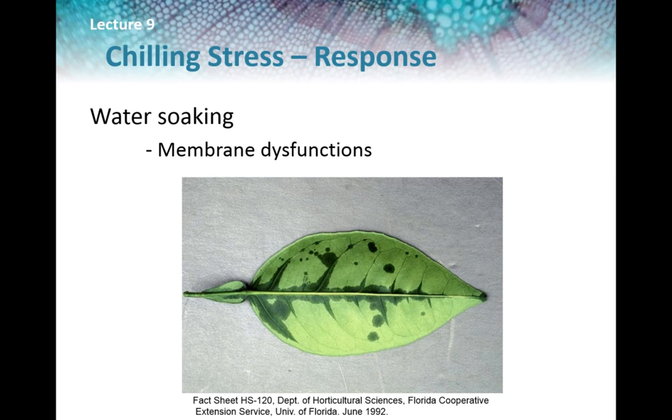Water soaking is readily apparent in leaves when the intracellular air spaces become filled with cellular solution. In some cases, the solution returns to the cytoplasm after stress. In others, the water-soaked areas become necrotic.